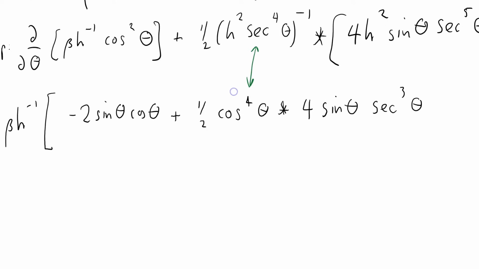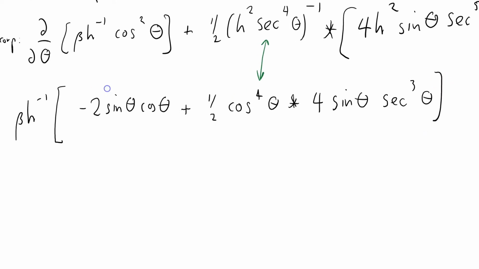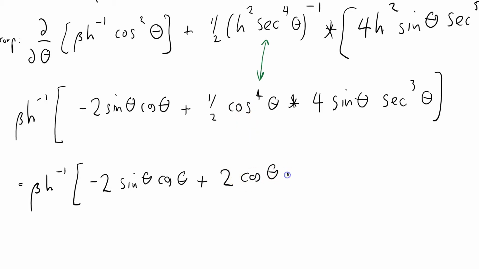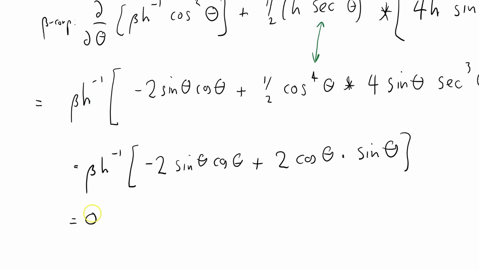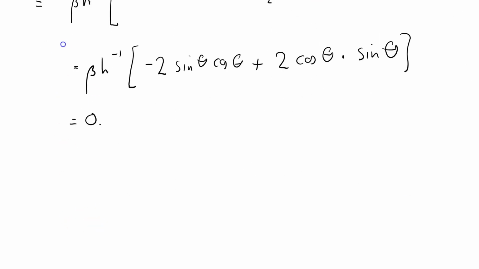My goodness me. Oh, mind you, it's coming together, equals β h⁻¹ into minus 2 sin θ cos θ plus 2 cos⁴θ sec³θ, which is cos θ times sin θ there. I'll just write that again. Sin θ. And they all cancel. How about that? Right. Recap time.